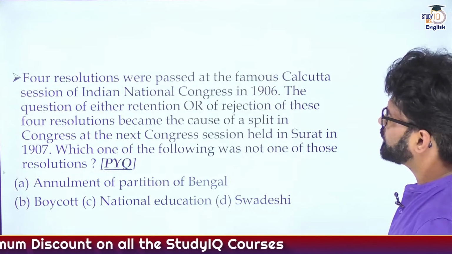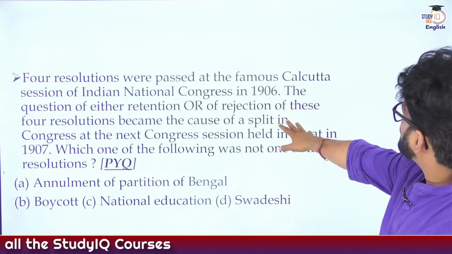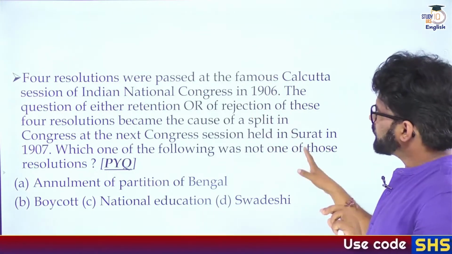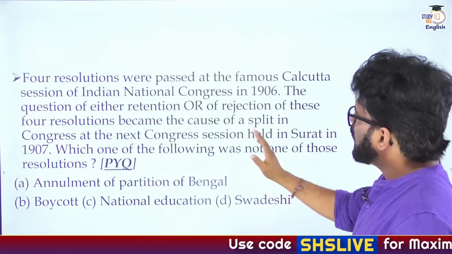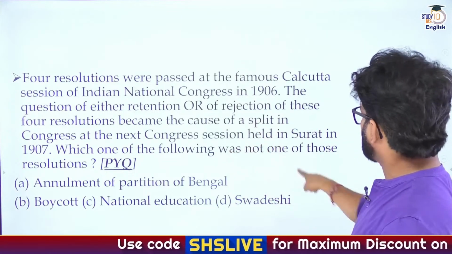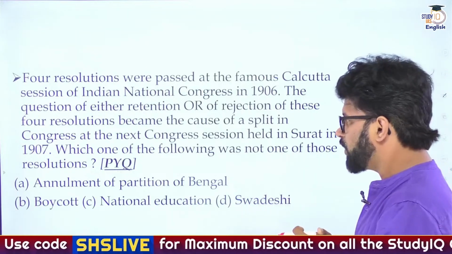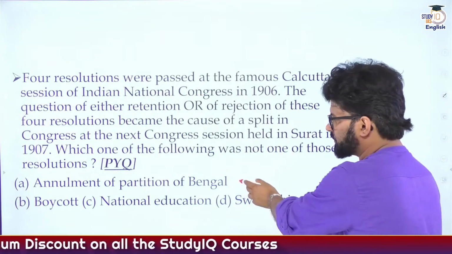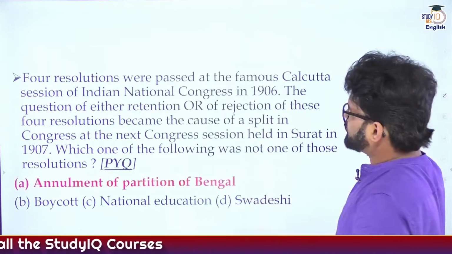This is one question in front of you, a PYQ. Based on the 1906 session, there were 4 resolutions. I have shown you that, and PYQs have been asked on it. Out of those 4 resolutions, which one of the following was not one of those resolutions? You can pause me and tell me the answer in the comment section. The answer is A, annulment of partition of Bengal.